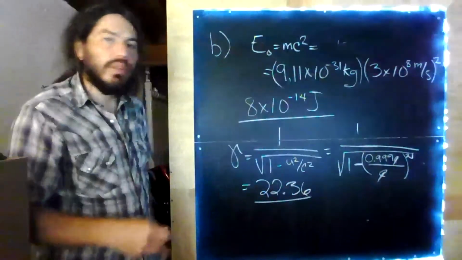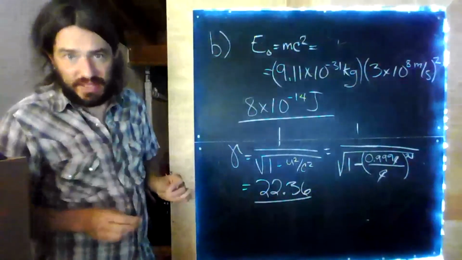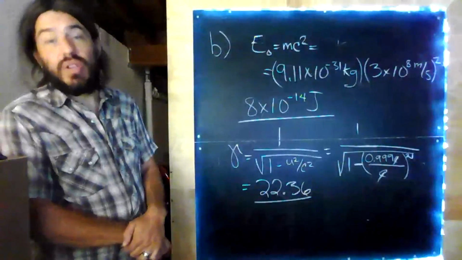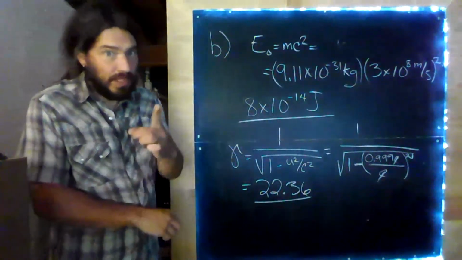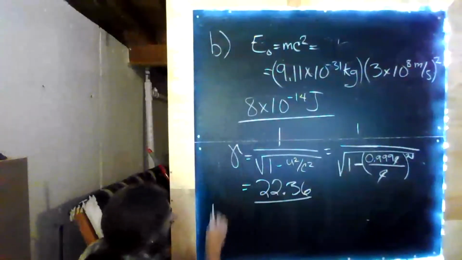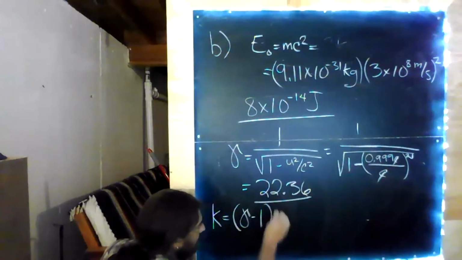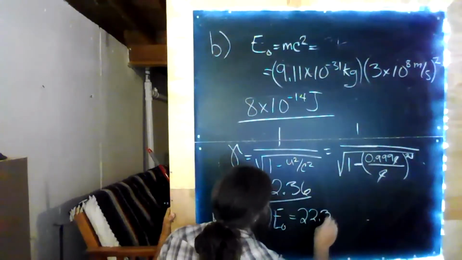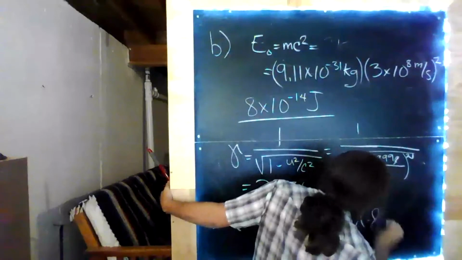Remember, gamma for our apple was 1. Gamma of 22.36 means definitely relativistic. We definitely cannot get away with using our classical Newtonian equation for the kinetic energy. We need to use the relativistic kinetic energy. So kinetic energy equals gamma minus 1 times the rest energy. Well, that is 22.36 minus 1 times 8 times 10 to the negative 14.